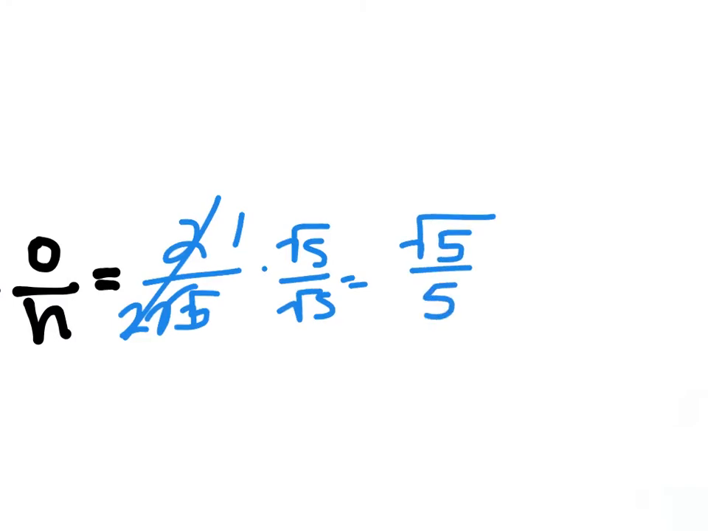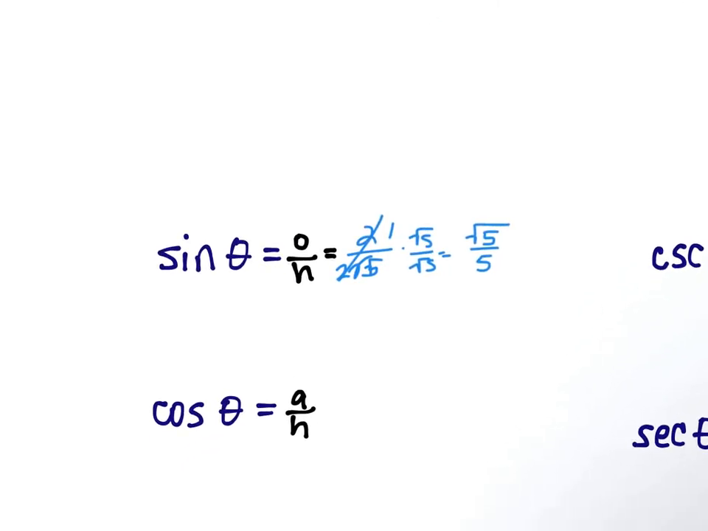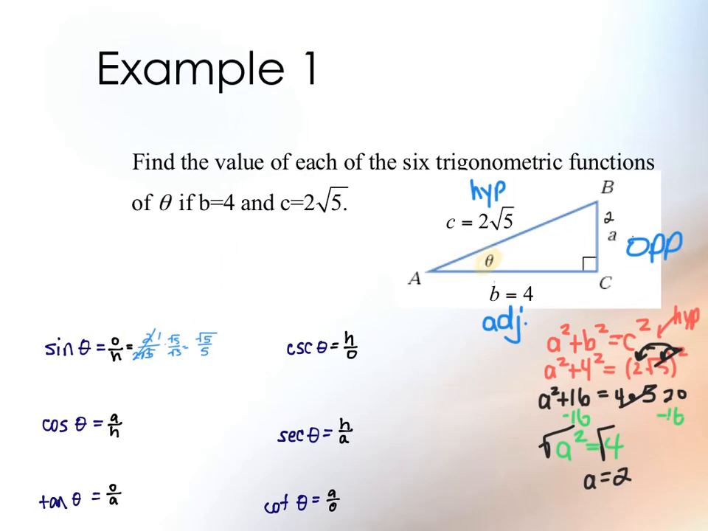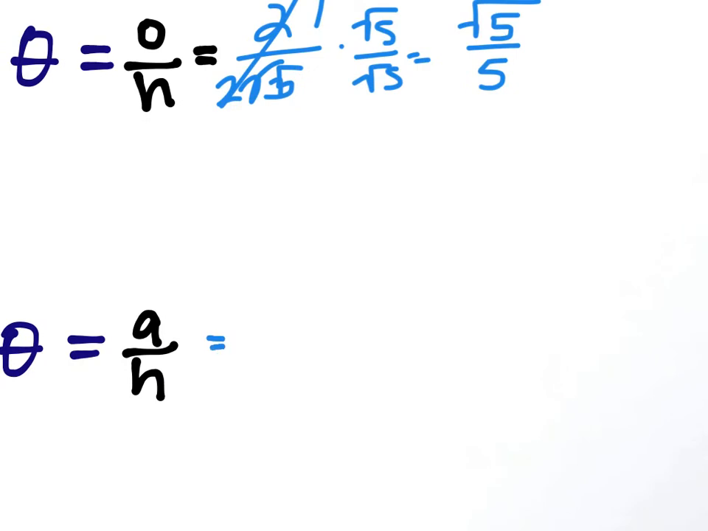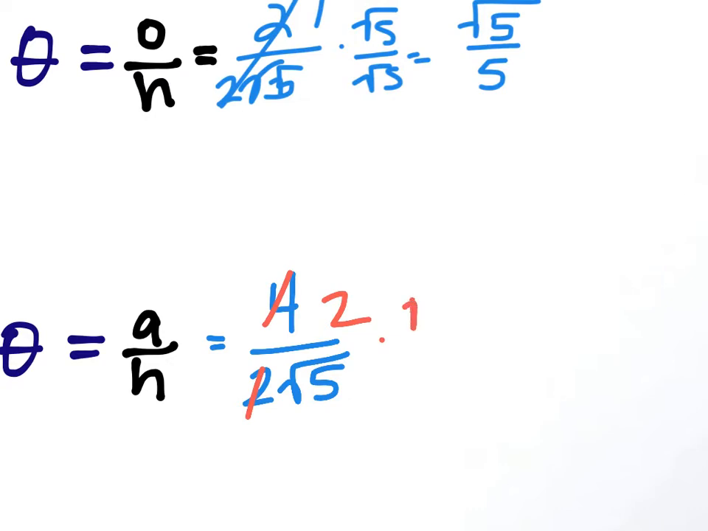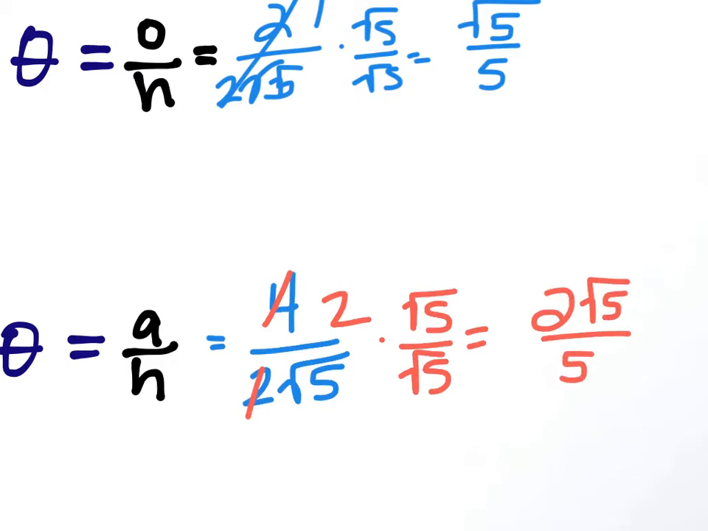Very good. So now if I'm going to do the cosine, well, what's the adjacent side? From theta, what is the adjacent side? 4. 4 over the hypotenuse is what? 4 over 2 root 5. Okay, so now what happens? You can simplify, so it becomes 2 over root 5. Now what? Good, you've got to rationalize. Perfect. So you have 2 root 5 over 5.